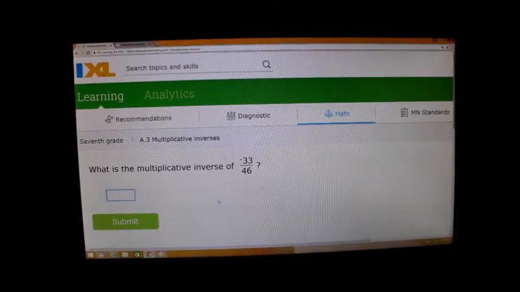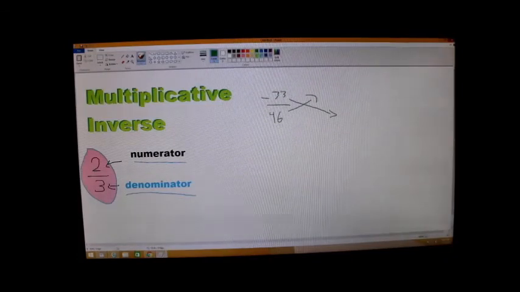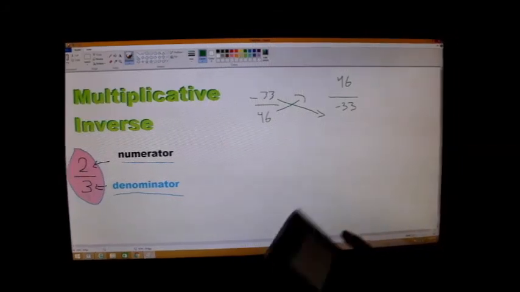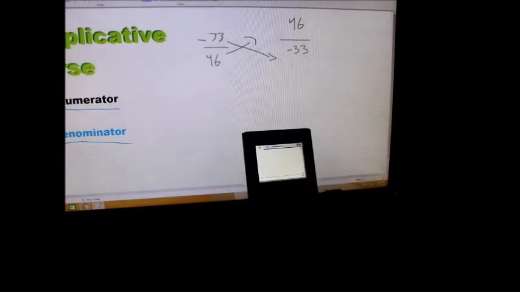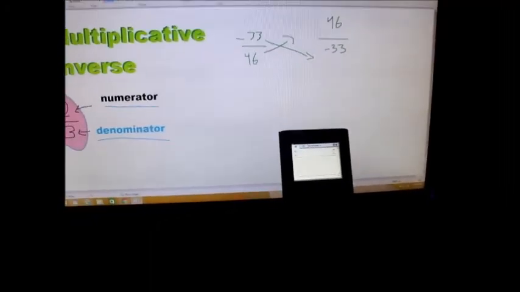What is the multiplicative inverse of -33 over 46? The question is asking us what the multiplicative inverse of -33 over 46 is. To do that, we just switch the position of these two numbers. Therefore, 46 goes on the top and -33 goes on the bottom. To see if this can be reduced, we do 46 divided by -33. The number can't be reduced, so that's just the answer.